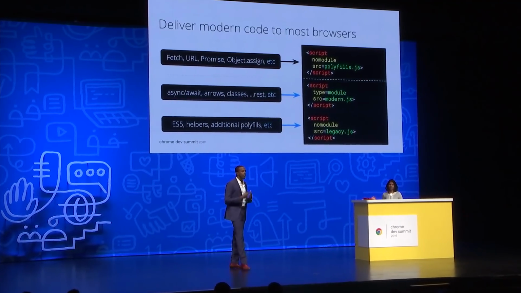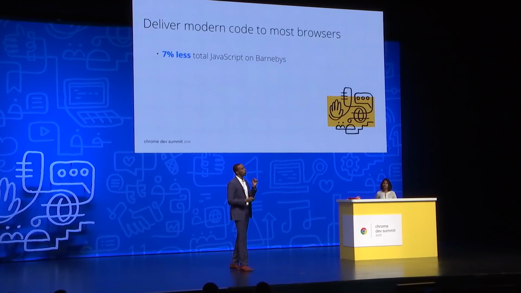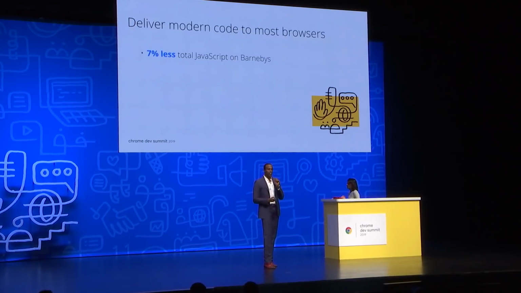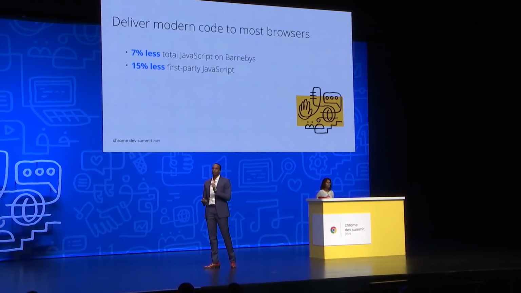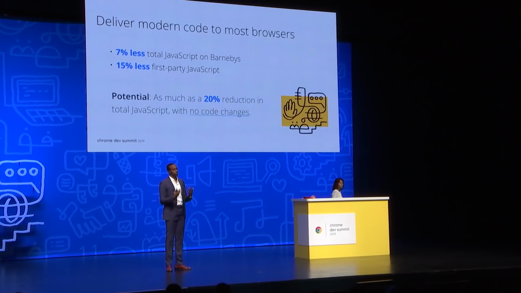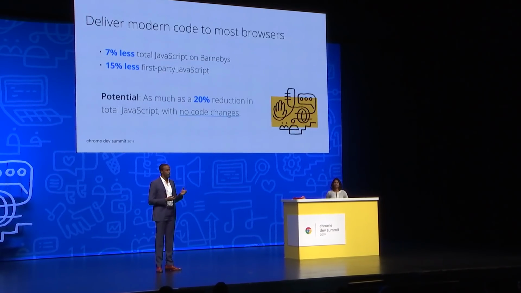By just applying this simple technique, we saw a 7% reduction in the total JavaScript for Barnabys and other sites. And that number jumps to 15% when you look at only first-party JavaScript. There is a potential here to reduce the size of your JavaScript by up to 20% with no change to your code.